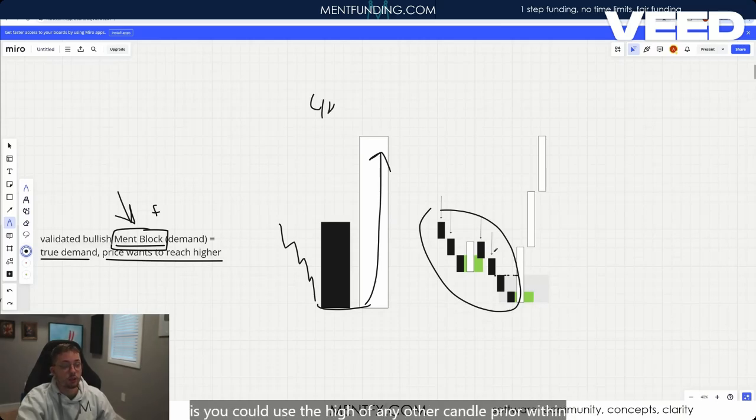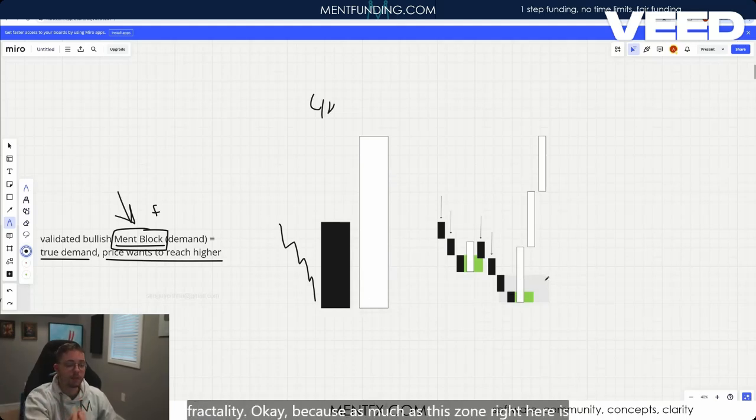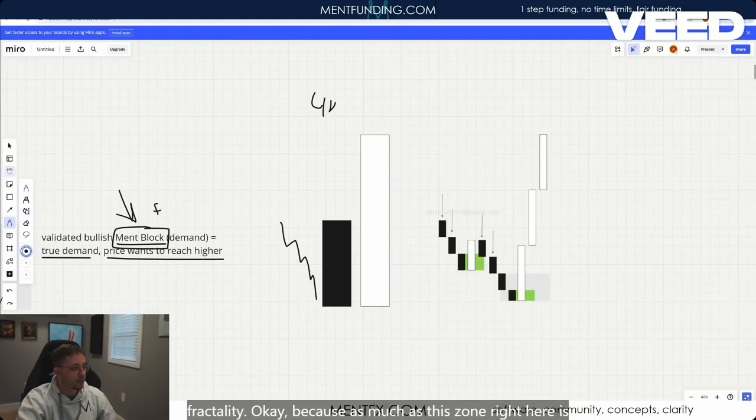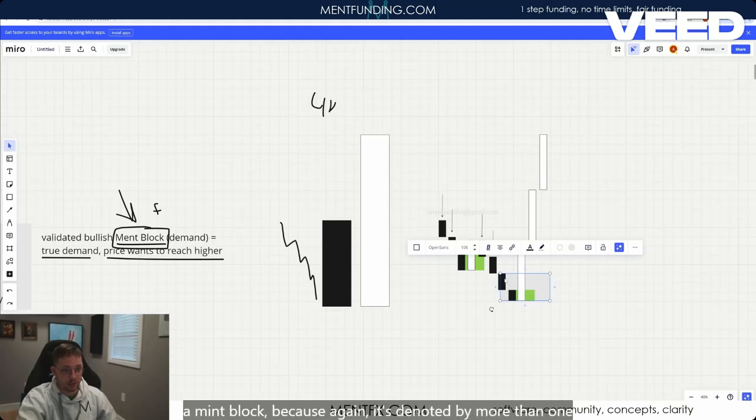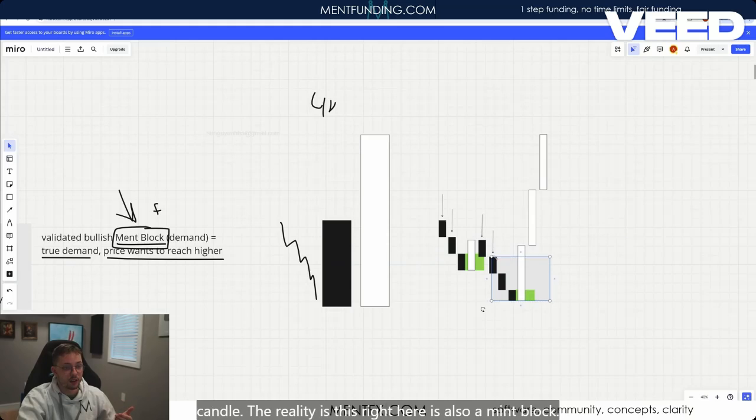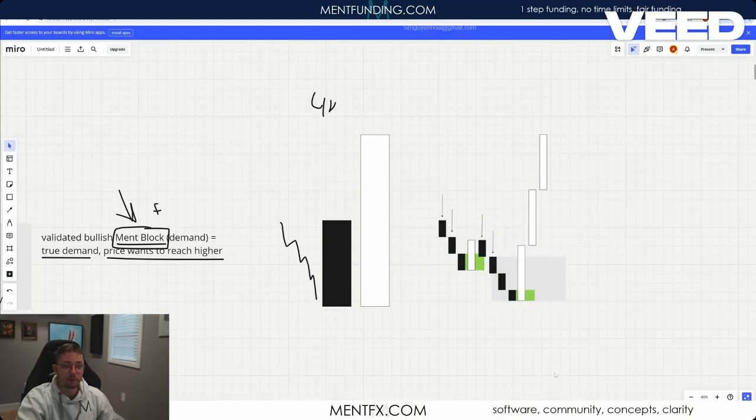Something you might do is you could use the high of any other candle prior within the range that's being built now, which is this down move, to also be an MB buy stop. Those could all act as their own entries. So this is where you learn about MB fractality, okay? Because as much as this zone right here is a ment block, because again, it's denoted by more than one candle, the reality is this right here is also a ment block.